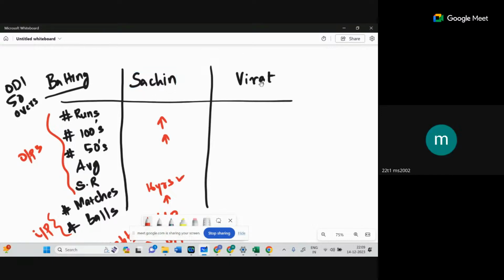And similarly, you compute a separate LP for Virat, you compute the output weights and input weights. Based on this metric, you compare Sachin.